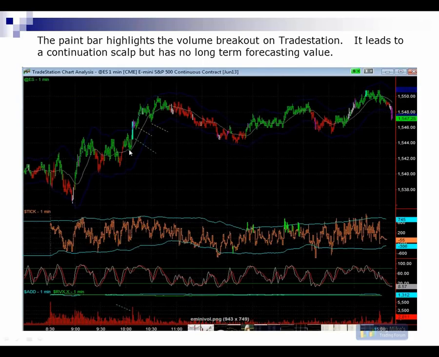Now this is a TradeStation chart, and we did the exact same thing here. We set up the volume bar here so you can see that it took out the standard deviation function, and it gives you a little paint bar or an alert if you want it. Now, what do we do with this? How do we go from here? How do we scalp? How do we trade? How do we use this to our advantage?